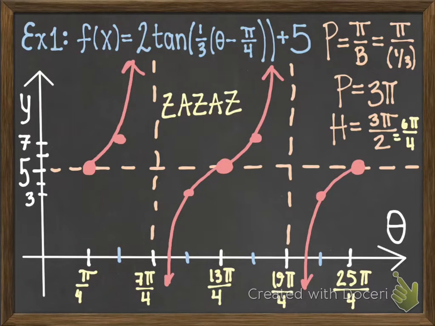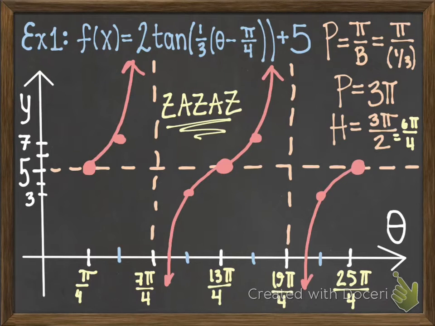Okay? I drew in my branches because it was positive, so I went up first, then down, below the sinusoidal axis, above it, and then below it. Now, what else do you think we're going to have to find for these graphs?